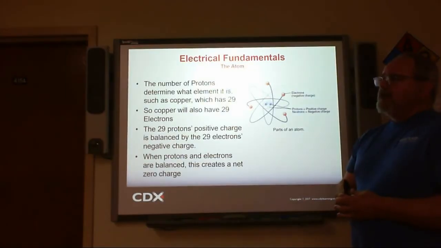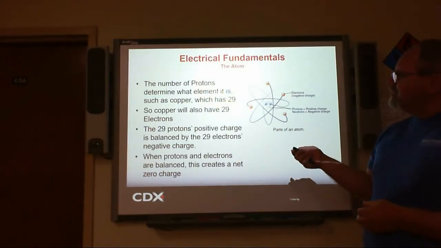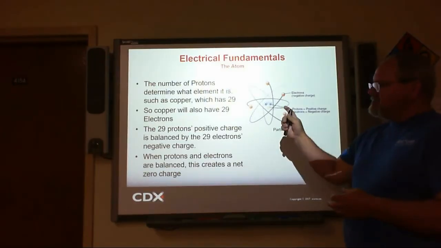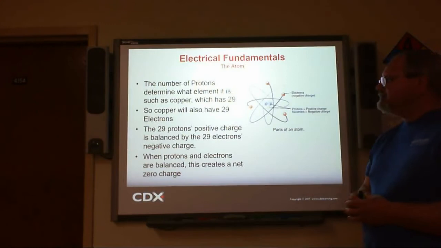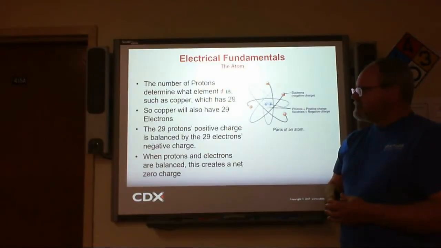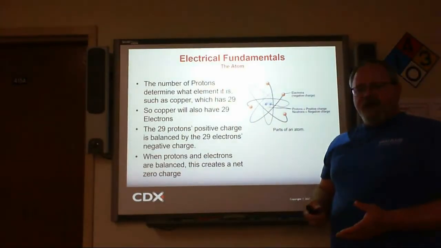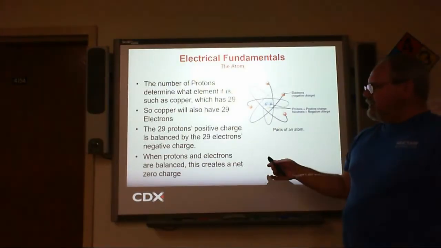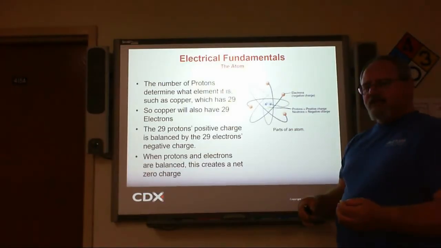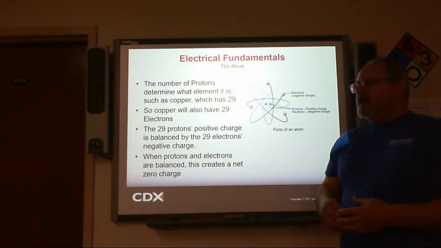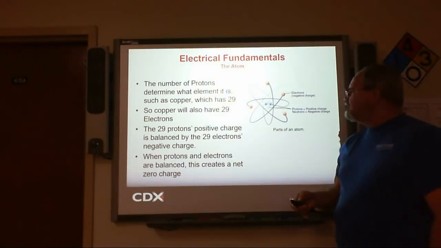Now, like I said, the number of protons determine the element. For example, copper has 29 protons. That's what makes copper copper. If you change that number, it's not copper anymore. It's something else. Now, 29 protons that have a positive charge, copper will also have 29 electrons, the equal but opposite charge. When an atom is balanced with the equal number of protons and electrons, they cancel each other out. We say that atom is balanced, and overall it has 0 net charge.